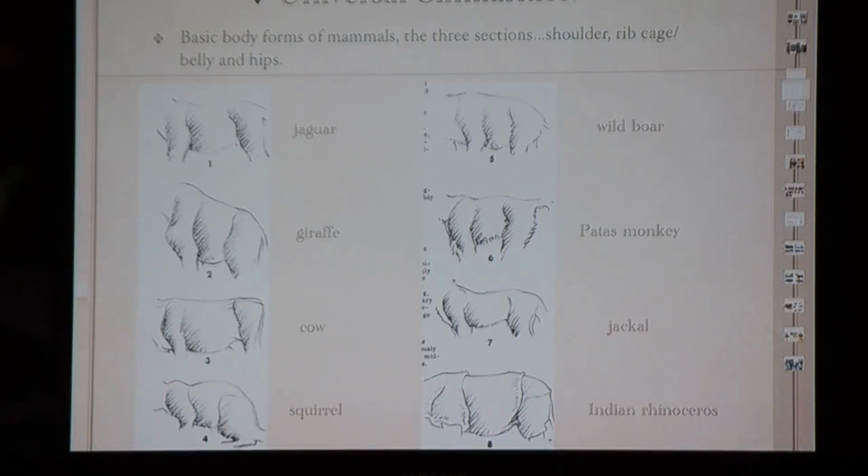Jackals, dog-like, any kind of canine would be very similar to that. So wild boar, I wouldn't have guessed, but then I'm not studying wild boar, but I might if I knew what wild boar looked like.